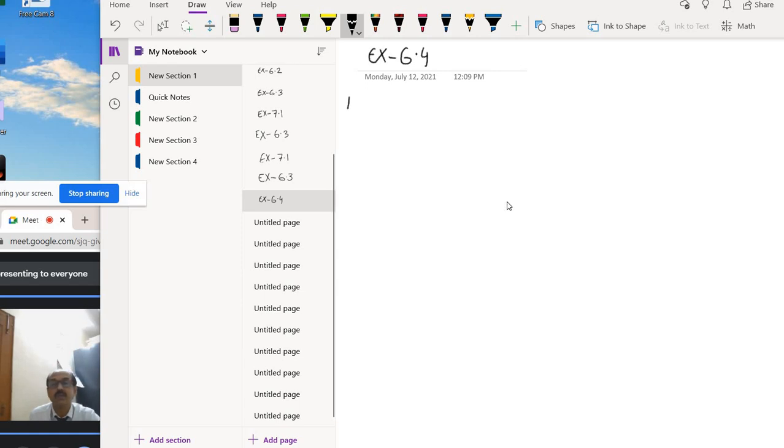Good afternoon. Chapter Approximations, exercise 6.4, question number 1. The question is, using differentials, find the approximate value of each of the following up to 3 places of decimal.